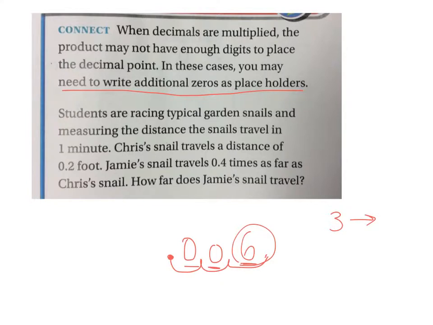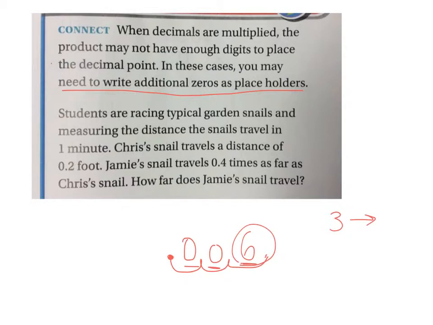Let's take a look at this problem. Students are racing garden snails. They're putting garden snails all at the same starting line, saying go, go, go, and seeing which snail will go the fastest. Like in Turbo, exactly. It says students are racing typical garden snails and measuring the distance that the snails can travel in 1 minute. Chris's snail travels a distance of 2/10 of a foot. Jamie's snail travels 4/10 times as far as Chris's snail. That's an interesting sentence to read. How far does Jamie's snail travel?